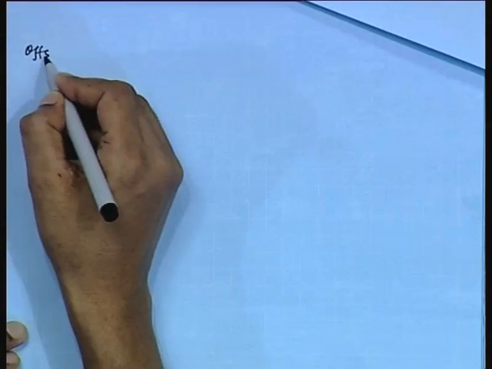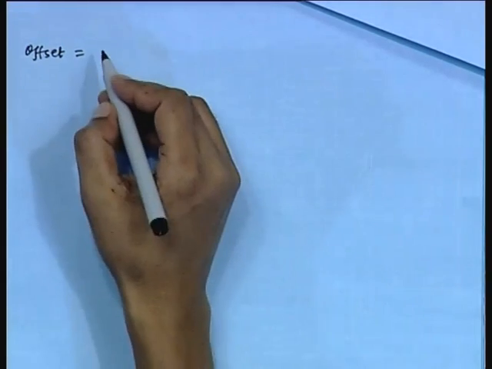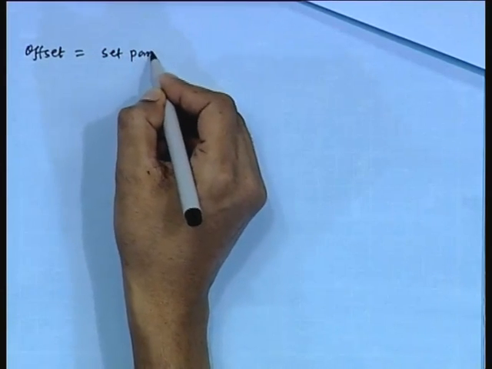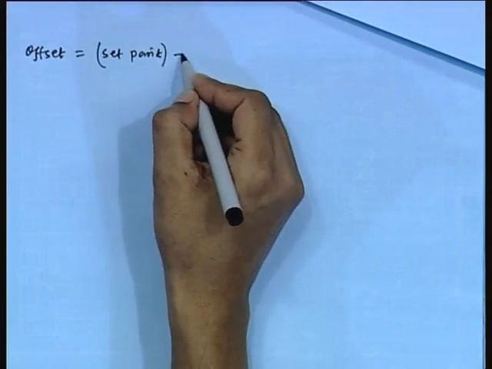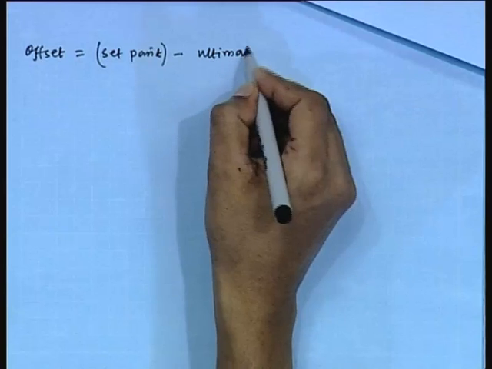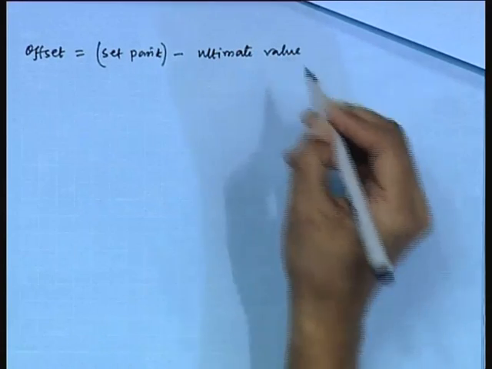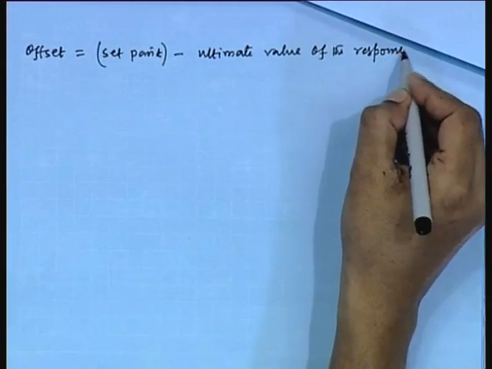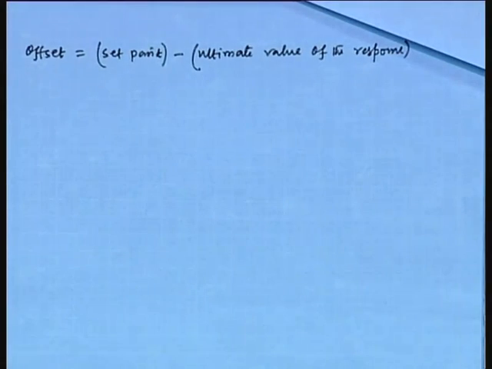Fine. Now, we will try to determine the offset. Offset equals new set point minus ultimate value of the response. The ultimate value of the response can be determined by the application of final value theorem.